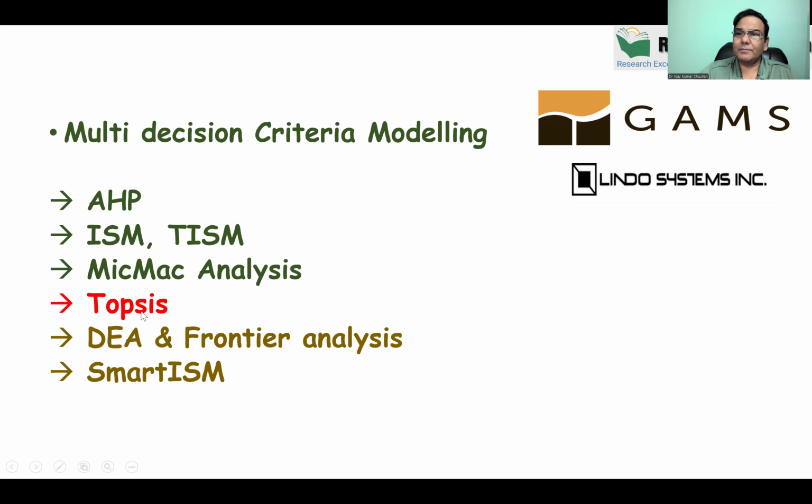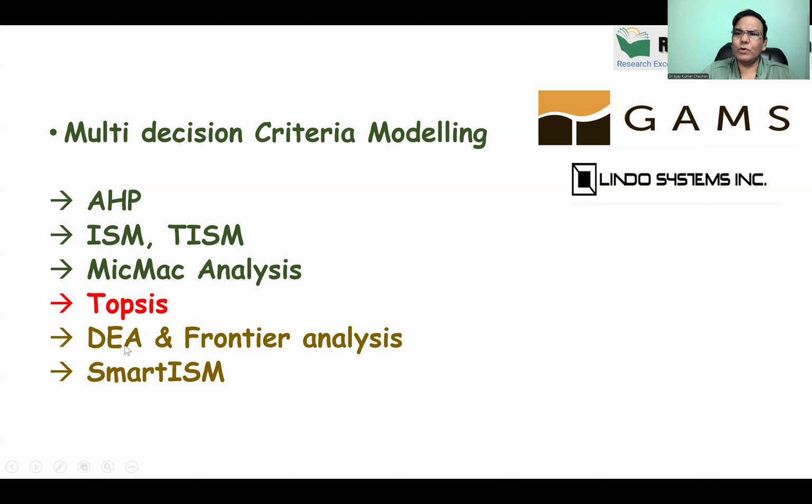TOPSIS is another technique. It is a two-way decision-making criteria. AHP, ISM, and MICMAC analysis are one-way. One-way means you have a set of attributes only on one side. If you have two sets of attributes on two sides, then you can apply TOPSIS.